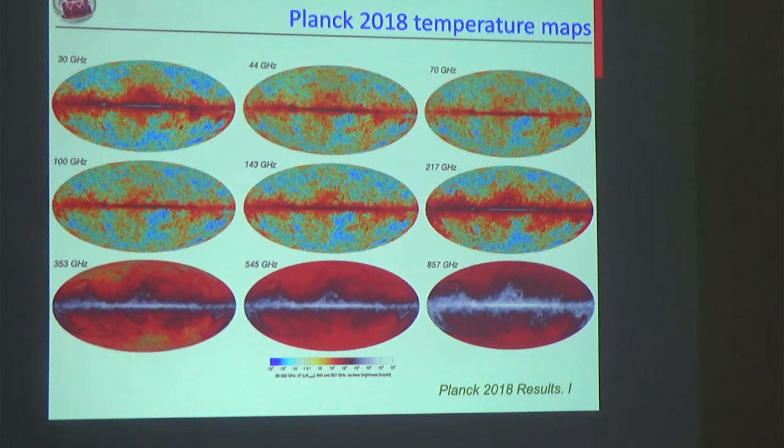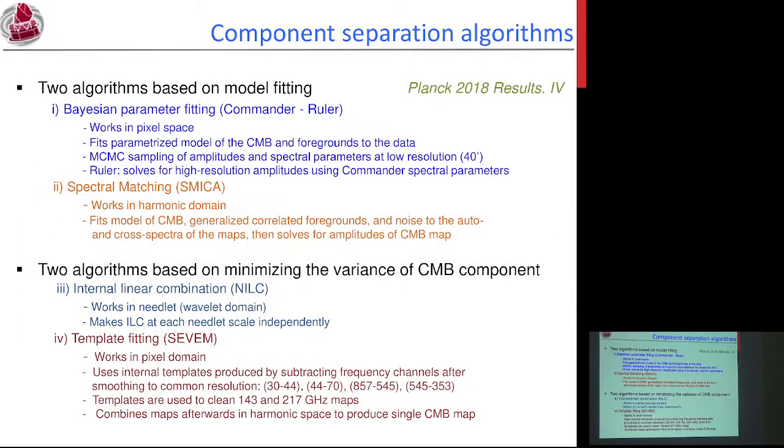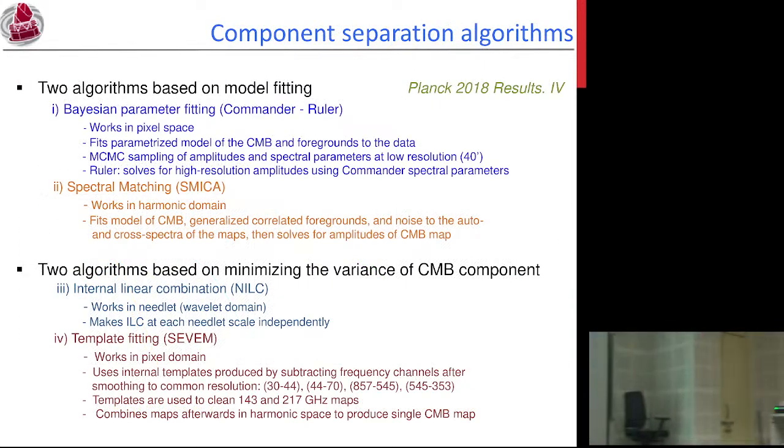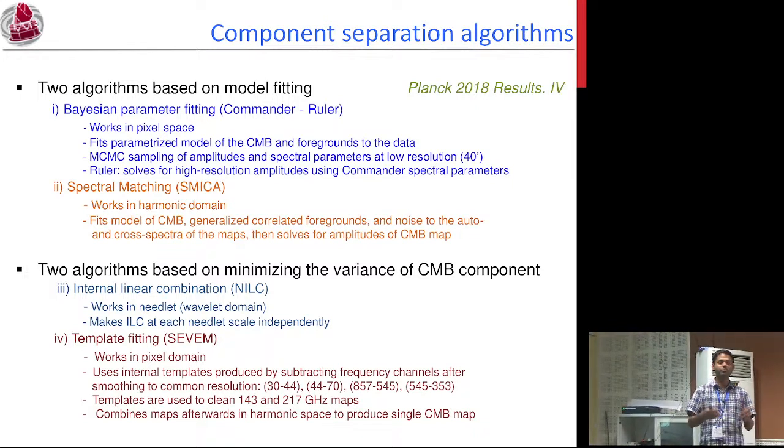Synchrotron is polarized up to 75% fractionally. With Planck, we measured it. The maximum polarization is like 30% because of the line of sight effect. So there are different component separation methods which basically extract this CMB map from the multi-frequency observations, and some of them are also used by the H1 scientific community. They simulate the maps and apply these algorithms to extract the data.